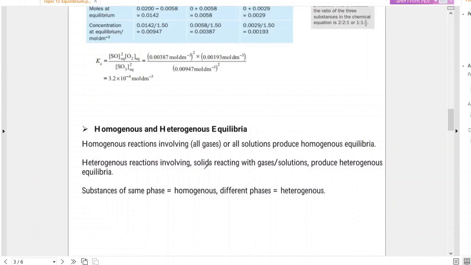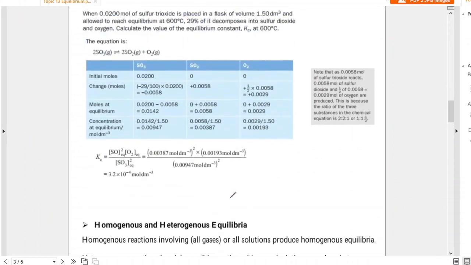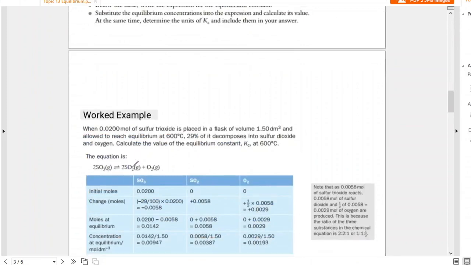Heterogeneous reactions involve solids reacting with gases or solutions. A solid is in a different phase or state to gases, and a solid and a solution are also in different phases. Therefore, they produce heterogeneous equilibria. Substances of the same phase: homogeneous; different phase: heterogeneous. To tell whether an equilibrium is homogeneous or heterogeneous, we need to look at equations like this and state symbols like this.